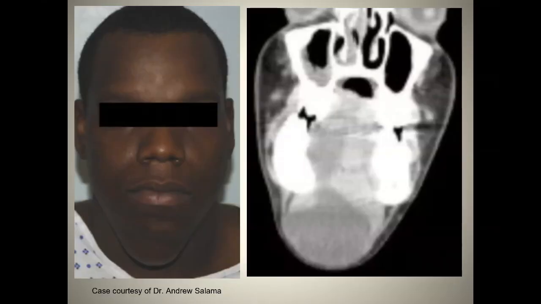Now, this is a case that my colleague, Dr. Andrew Salama, published of a plunging ranula. And you can appreciate in the CT that we have a fluid swelling in the floor of mouth, but then we can see this communication through the mylohyoid and that same fluid swelling occurring in the neck, leading to this swelling under the chin. There are a lot of different entities in the differential diagnosis, but with the CT and the history, we know that this is a plunging ranula.